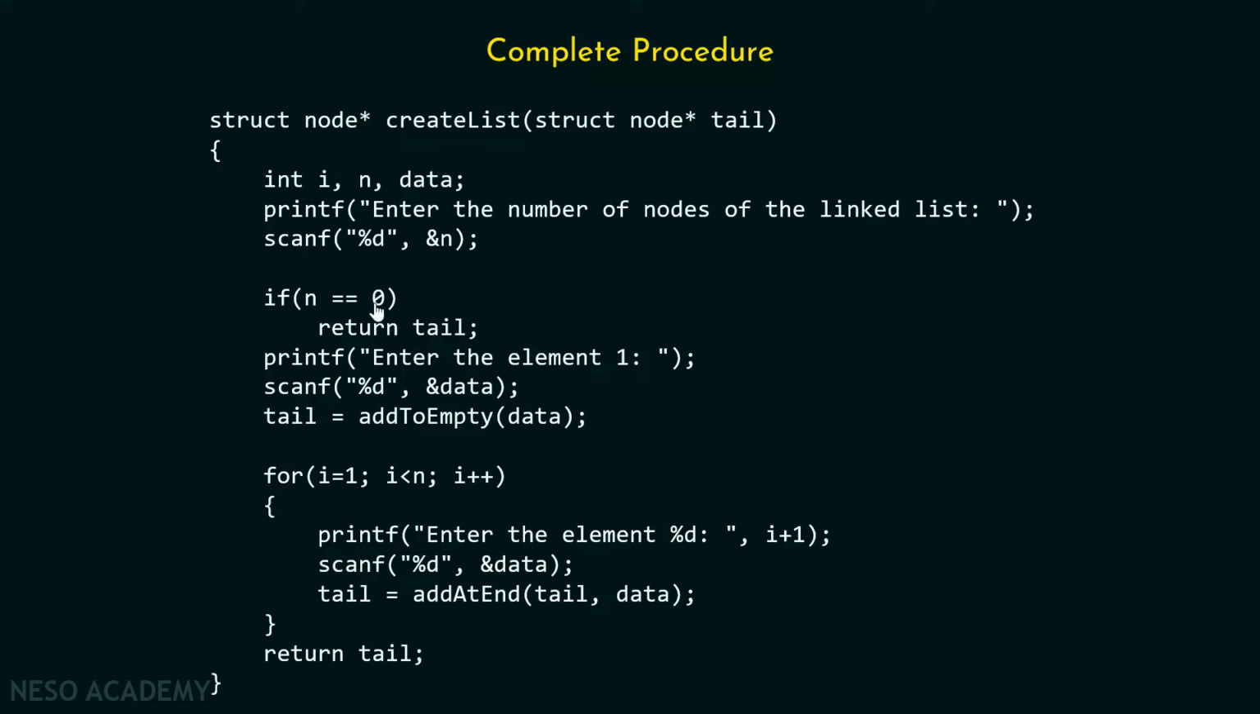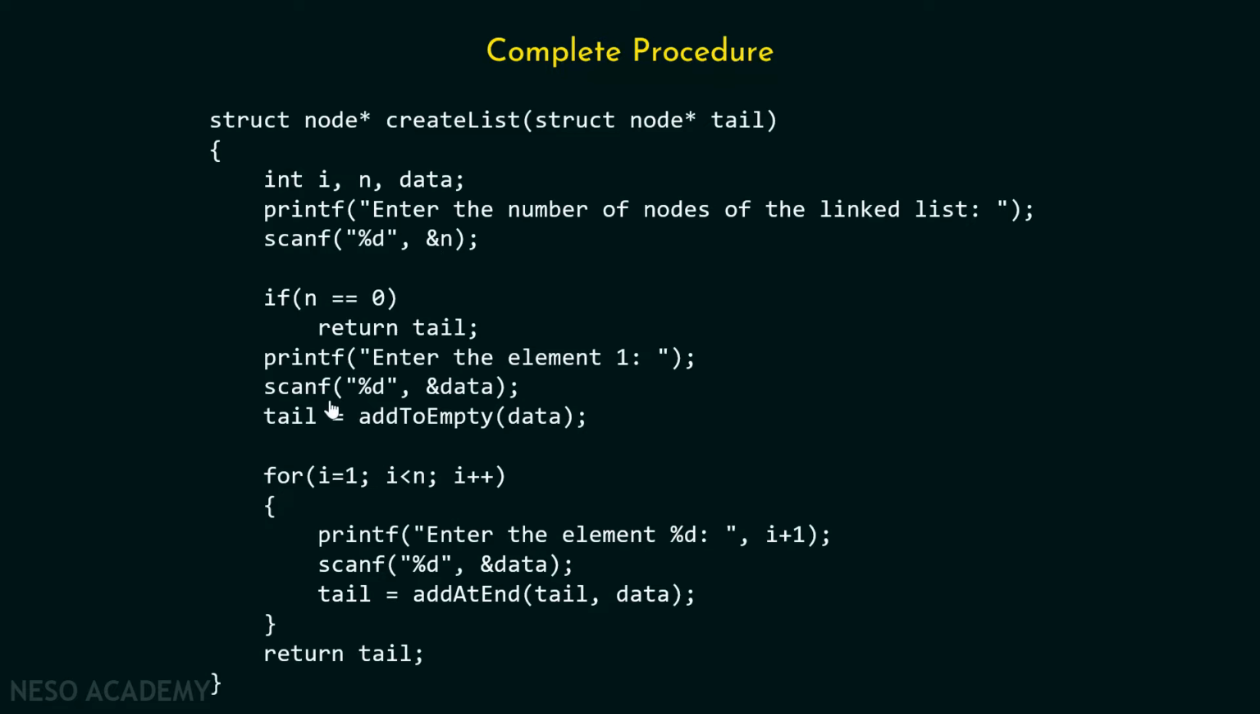If this is not the case, then this message will get printed, that is, enter the element 1. That means I'm asking the user to enter the element 1, and then I'll store that element within this data variable. And obviously for this purpose I have to call this scanf function. And please remember that there must be an ampersand before data as well as n. You should never forget to put ampersand in front of these two variables while calling scanf function.